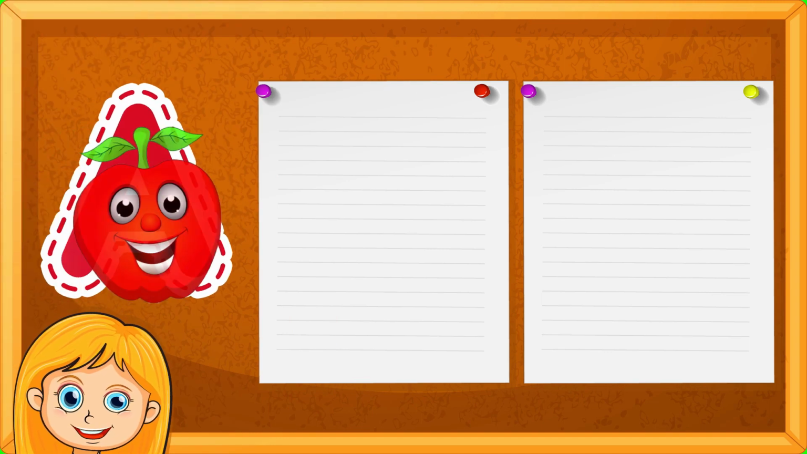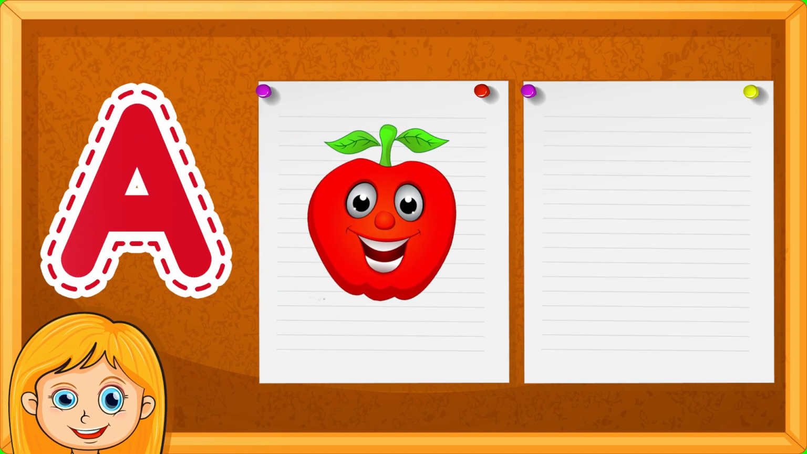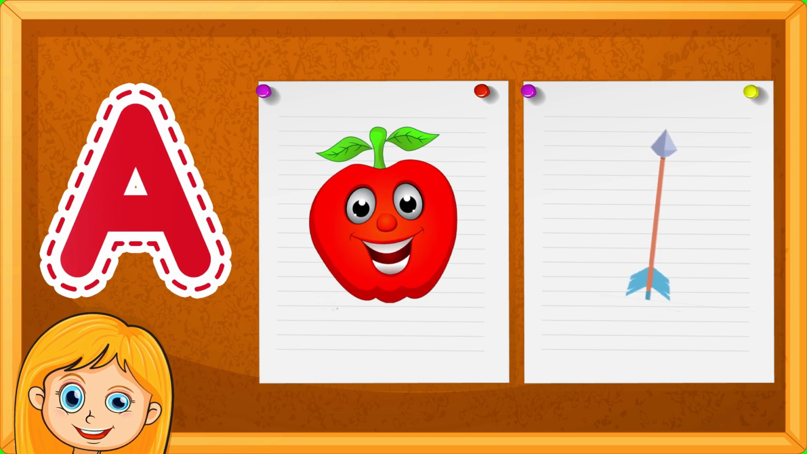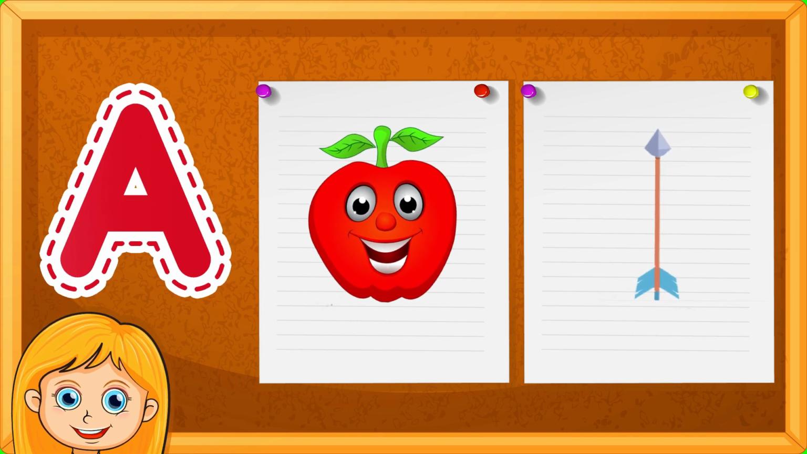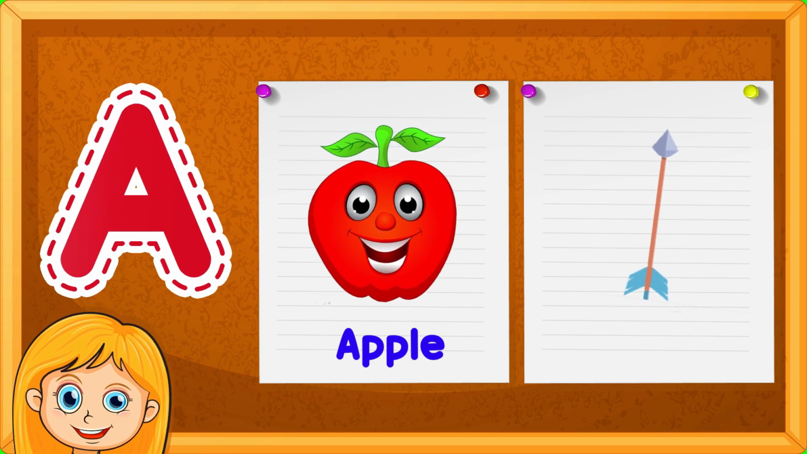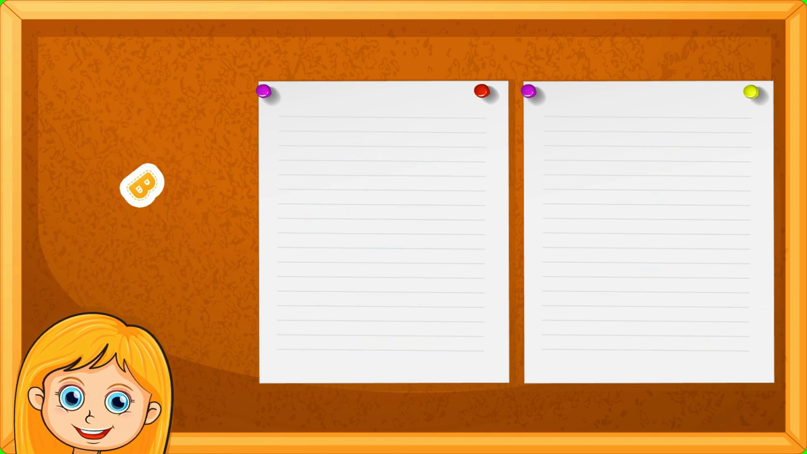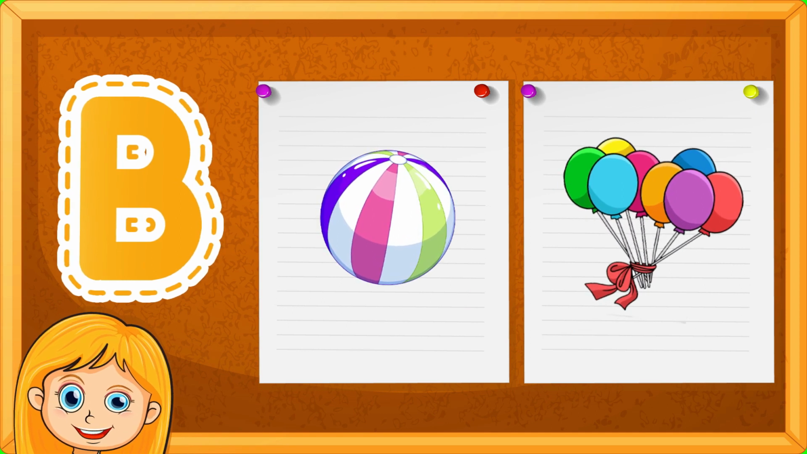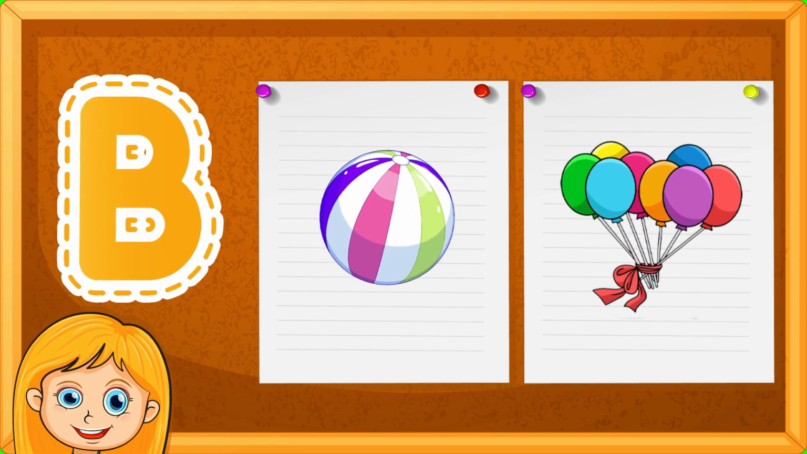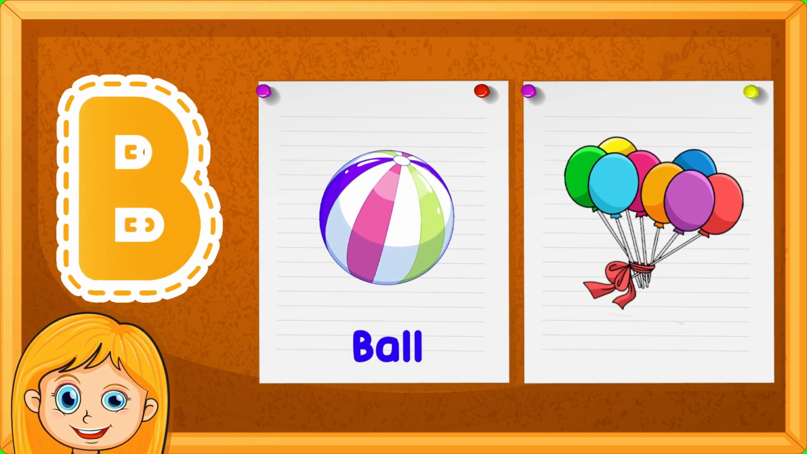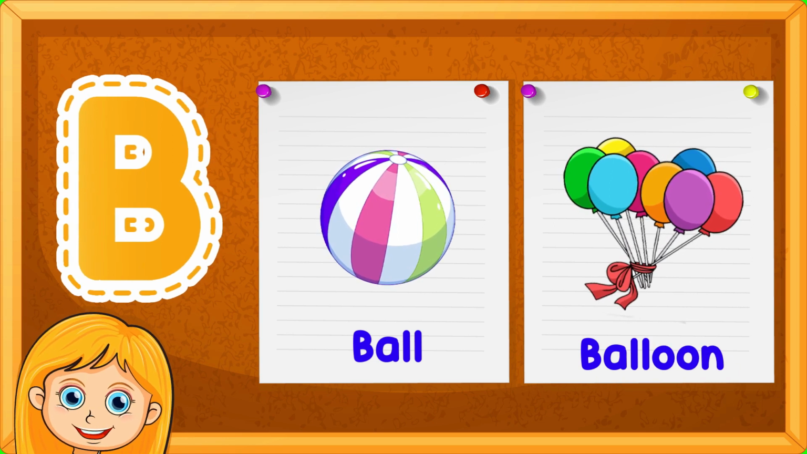A is for apple. A, a, apple. A is for arrow. A, a, arrow. B is for ball. B, b, ball. B is for balloon. B, b, balloon. B is for b, b, b, ball. B is for b, b, b, b, balloon.